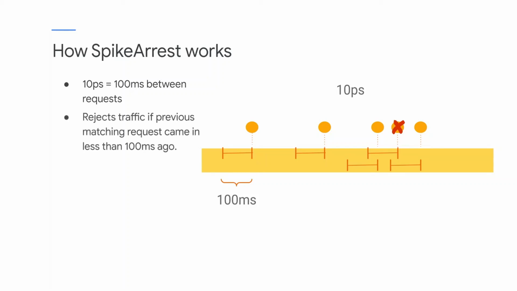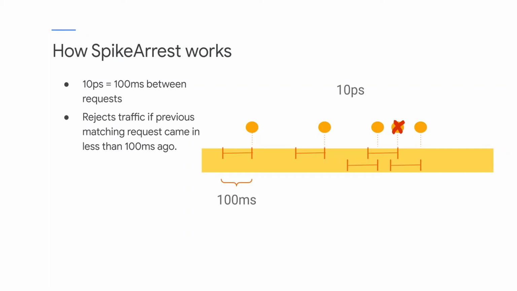Let's go ahead with this. Remember, configuring the rate for 10 per second indicates 100 milliseconds between requests. Each time the spike arrest policy is evaluated, it checks the previous request that was allowed through the policy. In this case, if the previous matching request came less than 100 milliseconds ago, the traffic will be rejected.